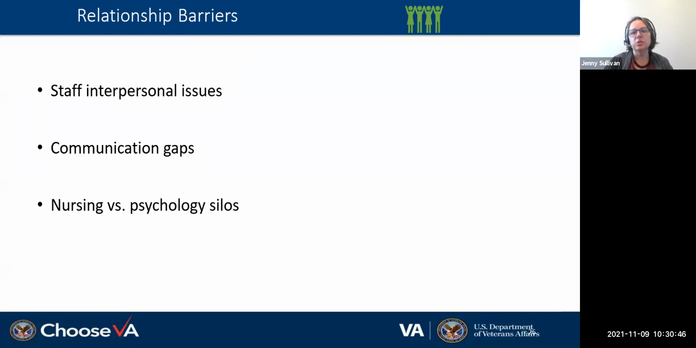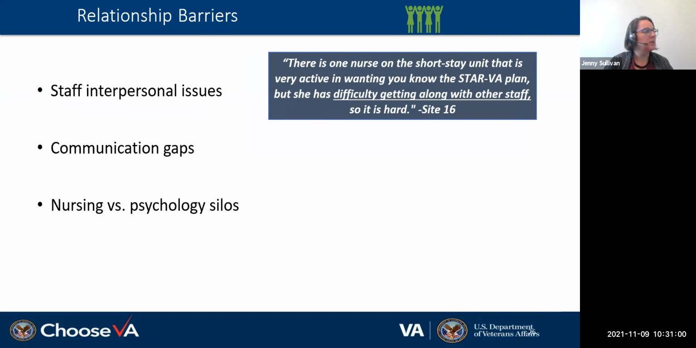So within relationships, there were 3 types of barriers. 7 sites mentioned various setbacks due to staff conflicts or lack of teamwork or lack of positive team interactions among staff. And one quote here was, there is one nurse on the short stay unit that is very active in wanting you to know the STAR VA plan, but she has difficulty getting along with the rest of the staff, so it is hard.